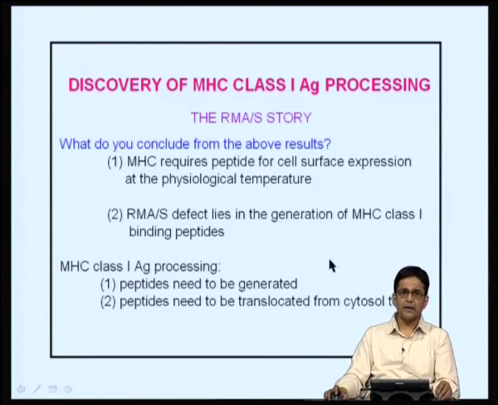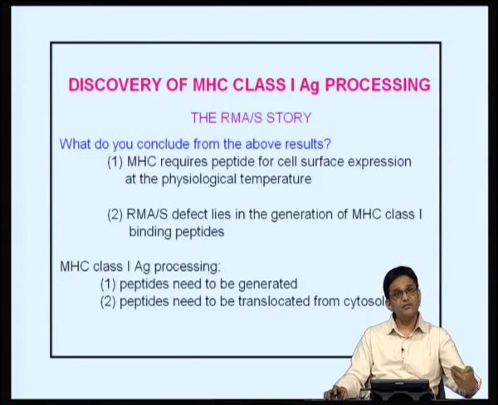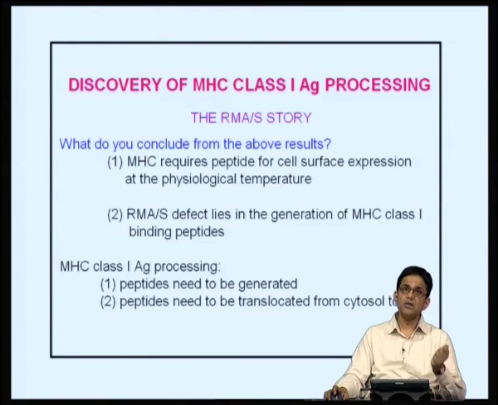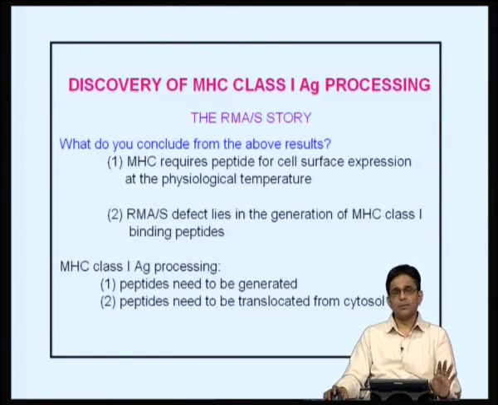So these are the main points that I had talked about. MHC requires peptides for cell surface expression at physiological temperature, and the defect in RMA-S lies in the generation of MHC class 1 binding peptides, because there is no inherent defect in MHC class 1. If there were an inherent defect, you would have the problem again at 22 degrees. You do not see that. At 22 degrees, MHC class 1 expression is fine. It is only at 37. And the fact that you can add peptides and stabilize MHC class 1 expression suggests that the problem is really with the peptide binding to these MHC class 1 molecules.